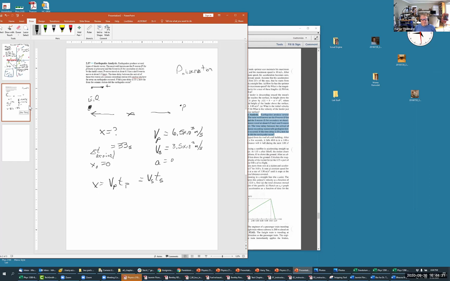Oh, wait a minute. Aha. I think I have it. So T sub S, the time of S, that one's going to be long. That's going to take longer. The P wave is going to get there quickly. So T of P actually equals T of S minus 33, huh?